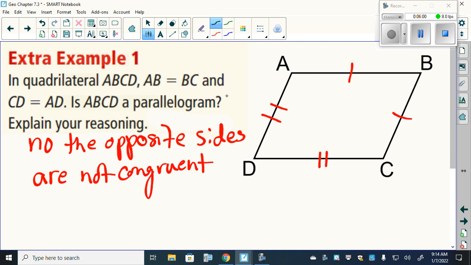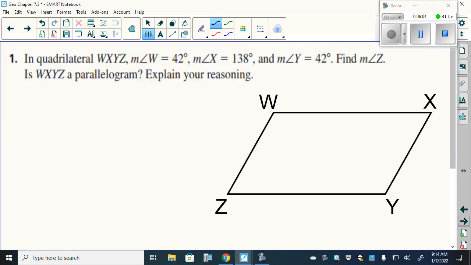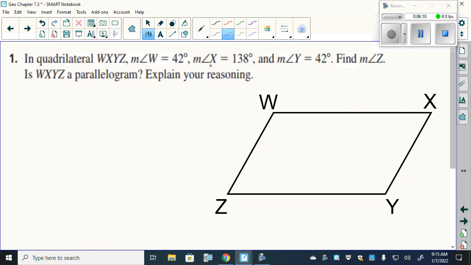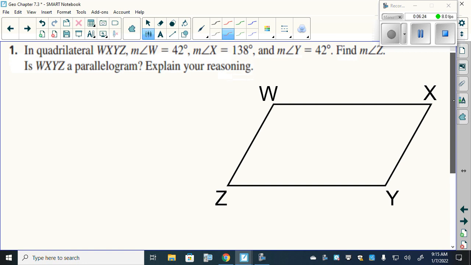Questions on this here? Let's look at the next one. In quadrilateral WXYZ, the measure of angle W is 42 degrees, the measure of angle X is 138, and the measure of angle Y is 42 degrees. Find the measure of angle Z.